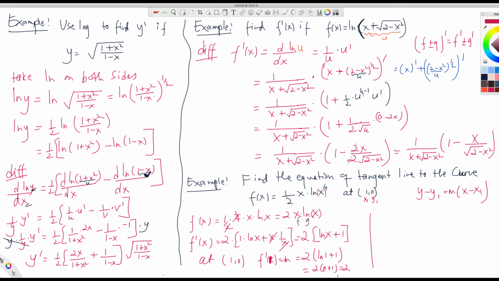So what is the equation of the tangent line then? Just plug in here: y minus 0 equals 2 times x minus 1. So it will be y equals 2x minus 2. That's what you will get. That is the final answer for the equation of the tangent line for this problem. Okay guys, thank you.